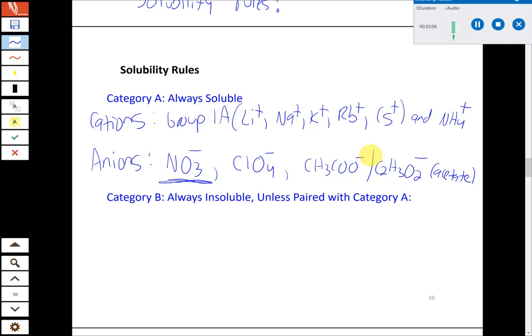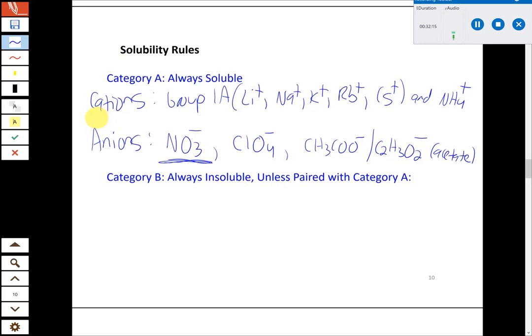So these are the ones you want to look for first, because if you see one of those in one of your products, that will be soluble. It will not be your precipitate. It won't be involved. And then we also have a category of primarily some cations and anions that are always insoluble unless they're paired with one of these. So again, there's a hierarchy to these rules as well. All of these will always be soluble no matter what they're paired with. We then have a category that will always be insoluble unless they're paired with one of these.